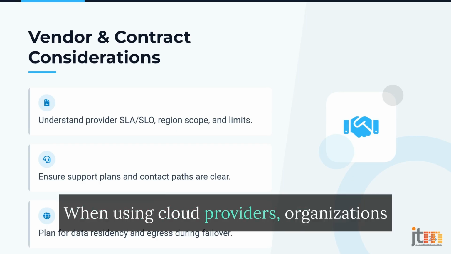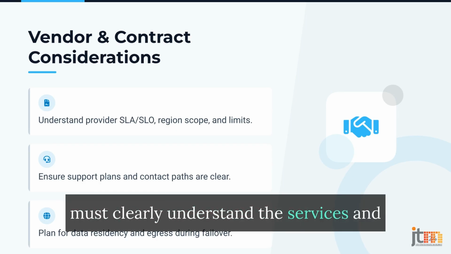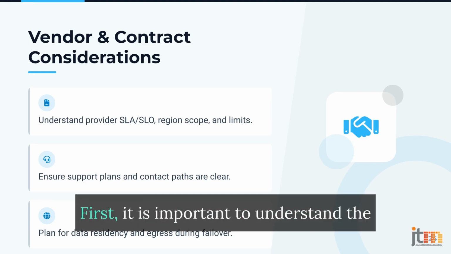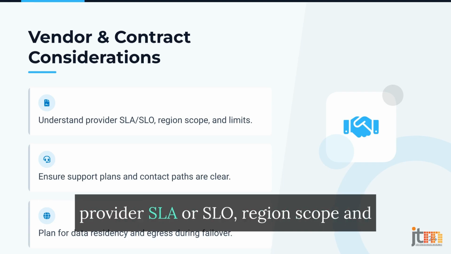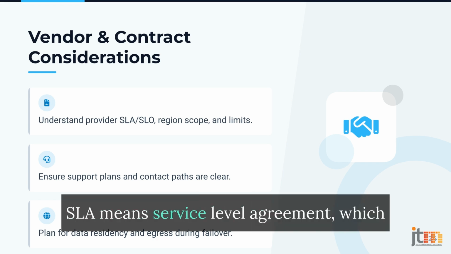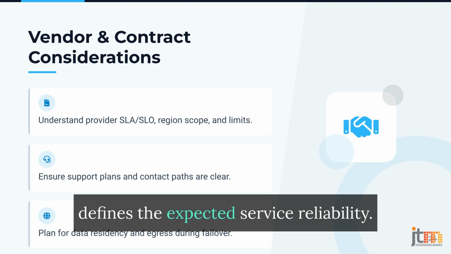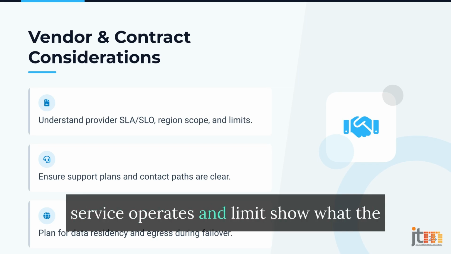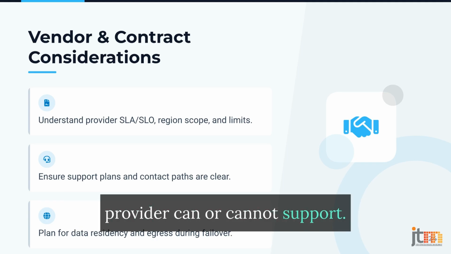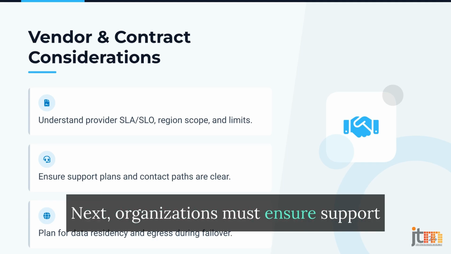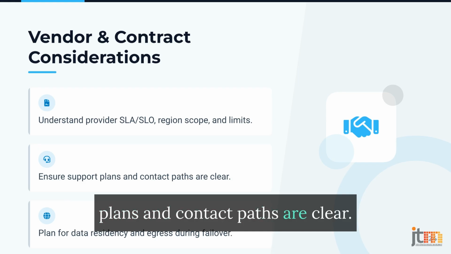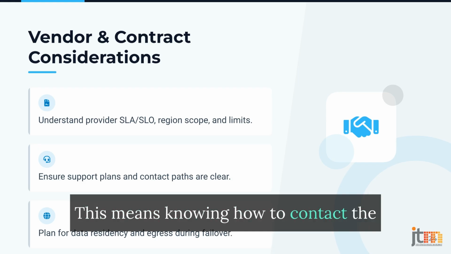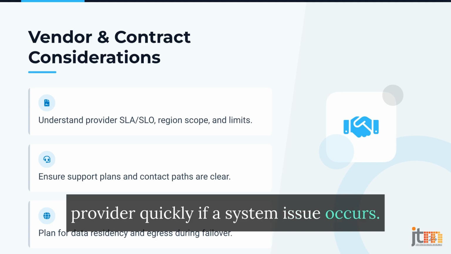Another important aspect of disaster protection is vendor and contract considerations. When using cloud providers, organizations must clearly understand the services and support they receive. First, it is important to understand the provider SLA or SLO, region scope, and limits. SLA means Service Level Agreement, which defines the expected service reliability. Region scope explains where the cloud service operates, and limits show what the provider can or cannot support. Next, organizations must ensure support plans and contact paths are clear. This means knowing how to contact the provider quickly if a system issue occurs.